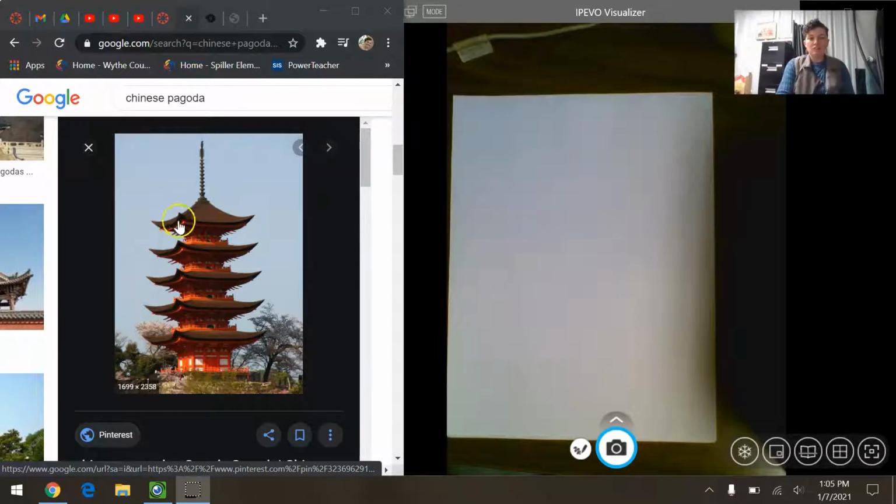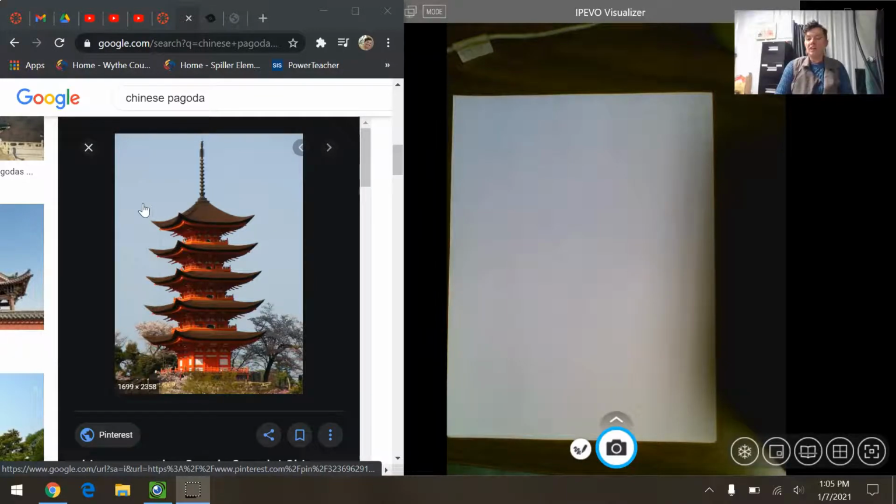Okay, see how it's got the curved roof? All right, and it's got different tiers or levels. So 1, 2, 3, 4, and 5. So this up here is probably meant to be a lightning rod, okay? Because these buildings are so tall, they often get struck by lightning. So they have to have a lightning rod so that no one gets hurt around them, okay? So that's what we're going to draw today.